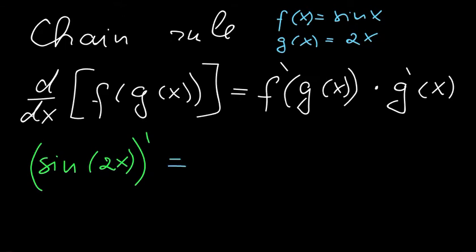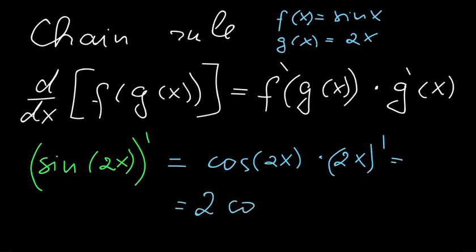So here's what we get. We take a derivative of sine of 2x and we get cosine of 2x and multiply it by the derivative of 2x, and we get that this will be 2, so we get that our answer is 2 times cosine of 2x.